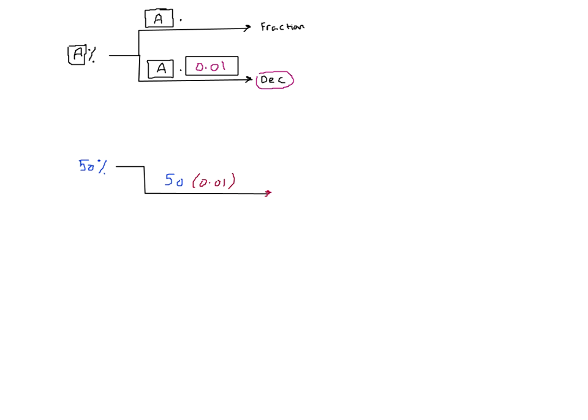Can you hear me? Yes, I can hear you. What is that? 50 times 0.01 equals 0.5. 0.5. Very good. And that should make sense, right? 50% of something would be 0.5 of something.